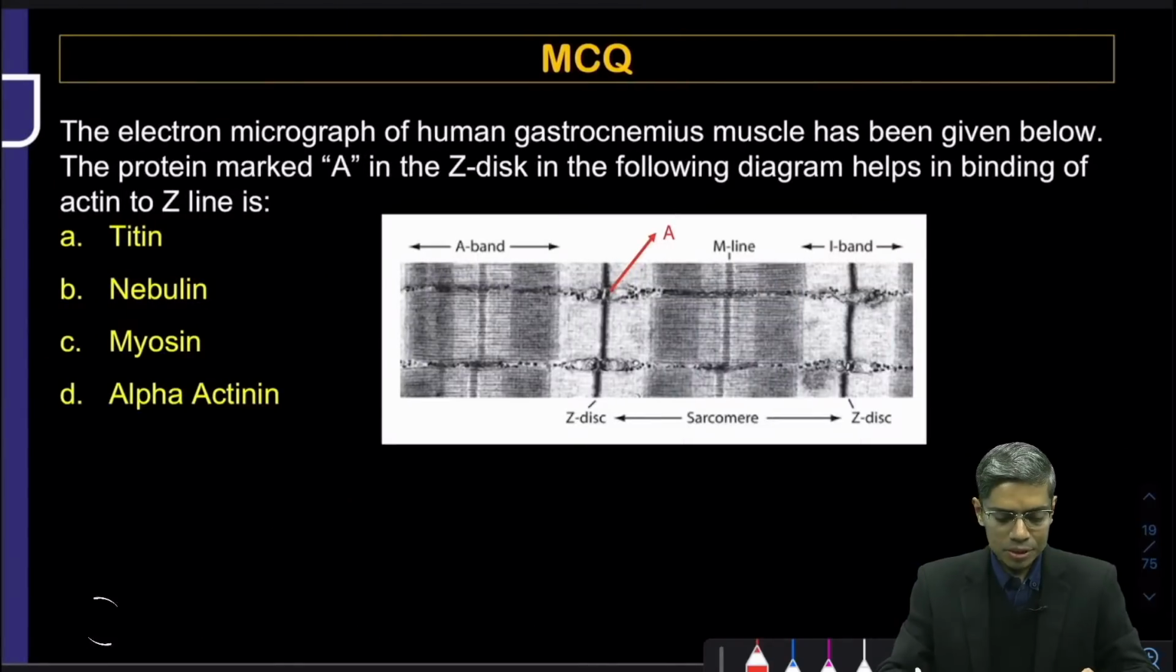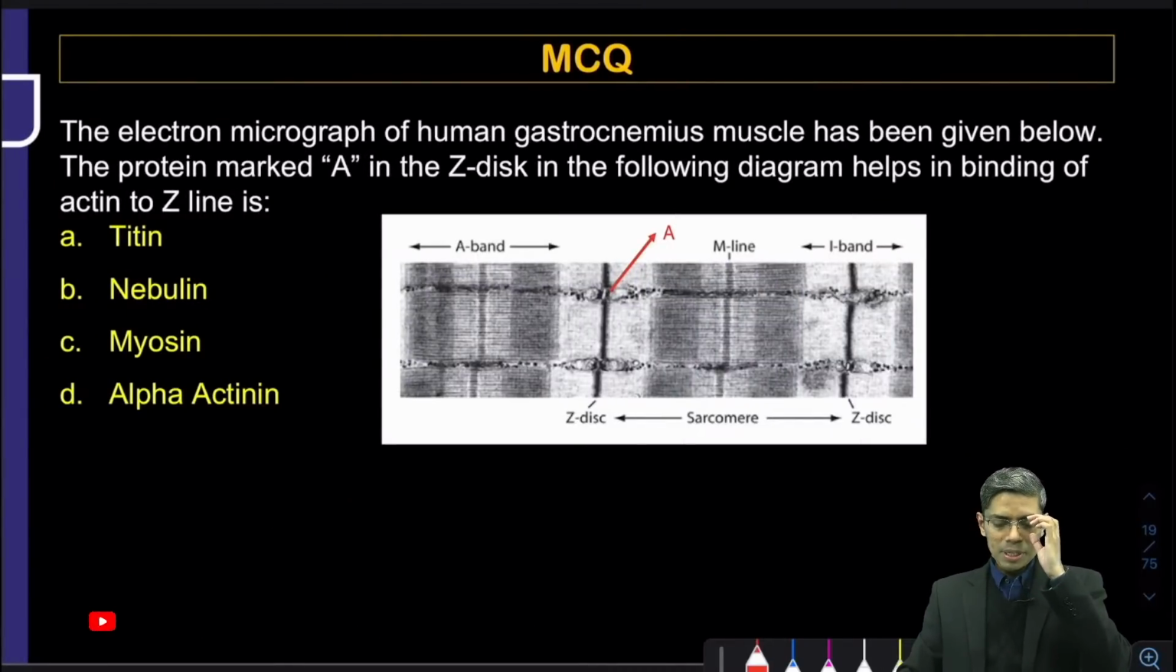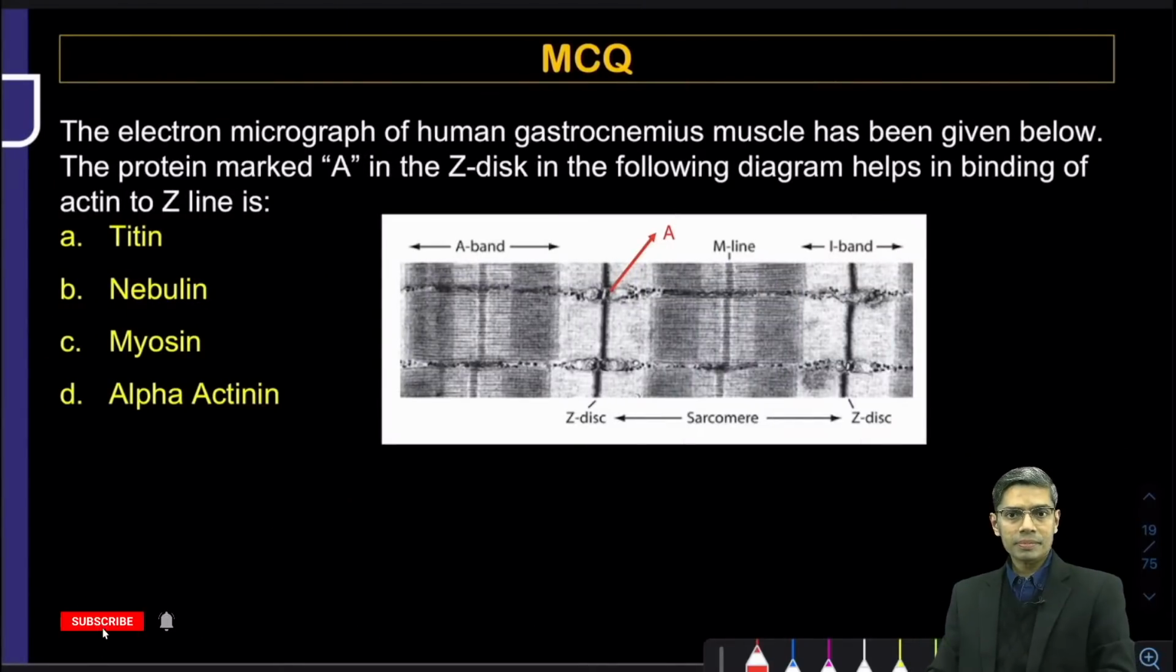Okay. Now the next question. This is a repeat question as per what I remember. So tell me the answer of this question. Read the question. The answer is within the stem of the question. Even if you don't understand the image, the answer is within the stem of the question.